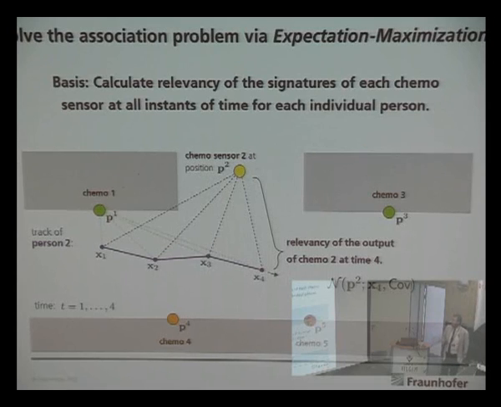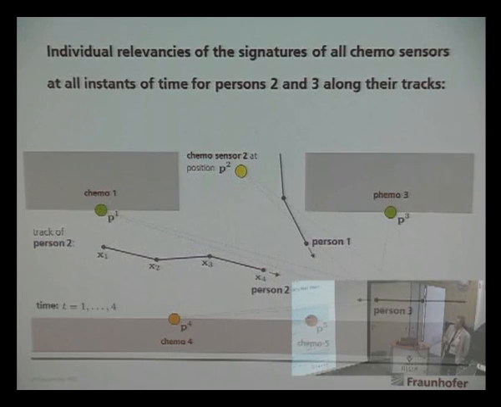We have to calculate the relevance not only for sensor 2, we have to calculate it also for chemical sensor 1, for chemical sensor 3, and for chemical sensor 4, and for chemical sensor 5. We have to take the relevancies of all sensors for all persons over all time. Not only for person 3, also for person 2. And that's the key. Take everything into account.